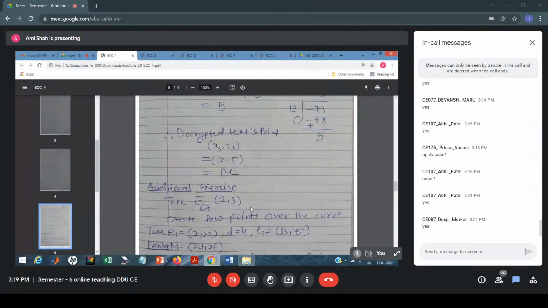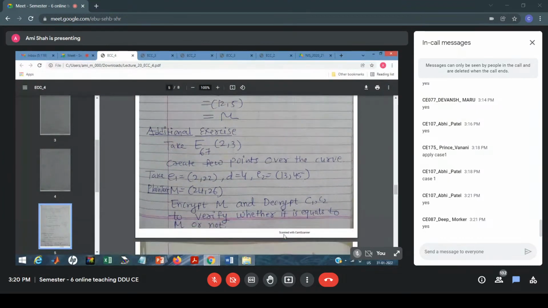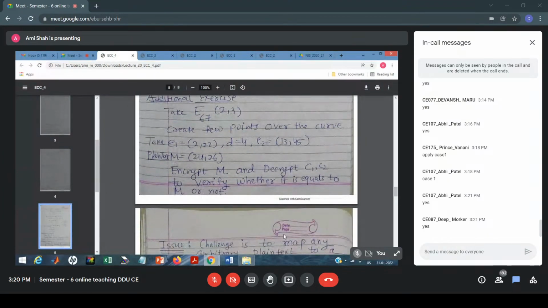Now, this is an additional exercise for you. If you want to note it down, please note it down, everyone. You have to take this elliptic curve and create a few points over the curve, using that algorithm. Then you have to take E1 as this value, D equals 4, and E2 as (13, 45). Take this plain text. The question is: first you have to encrypt it, and then decrypt C1 and C2 to verify whether the result equals M or not.